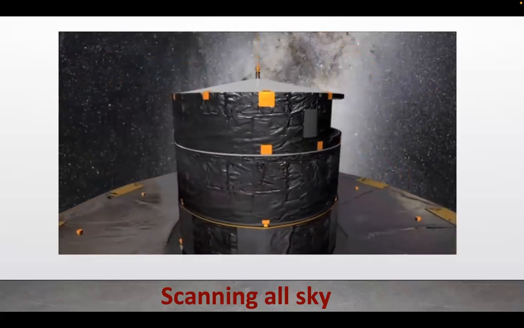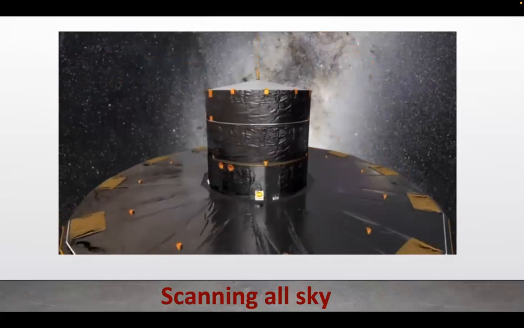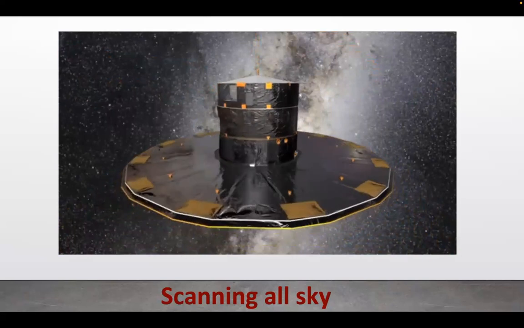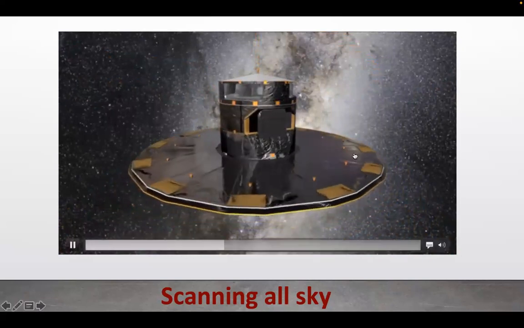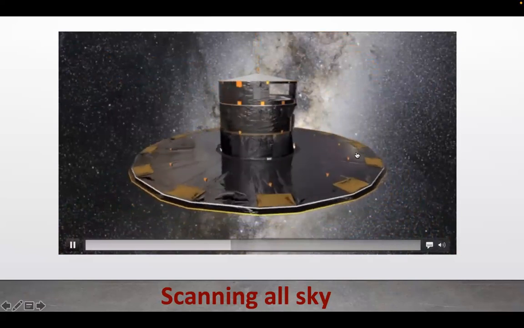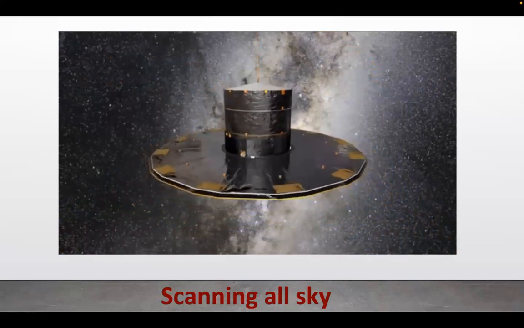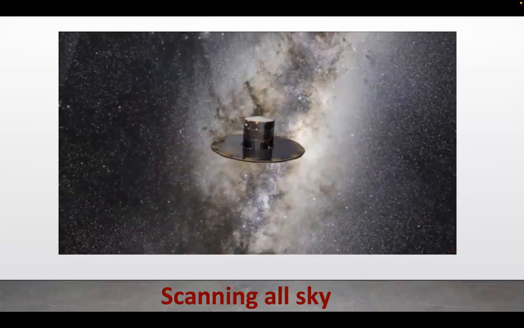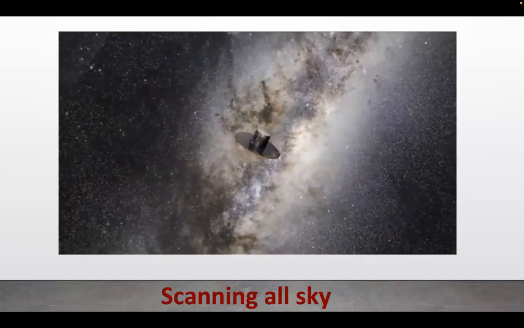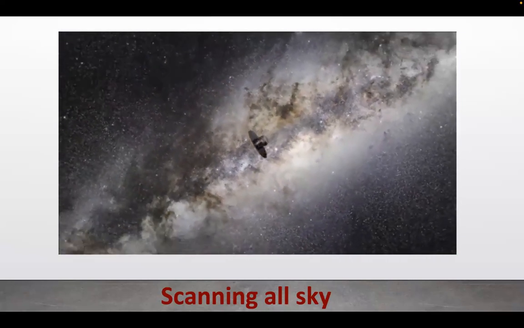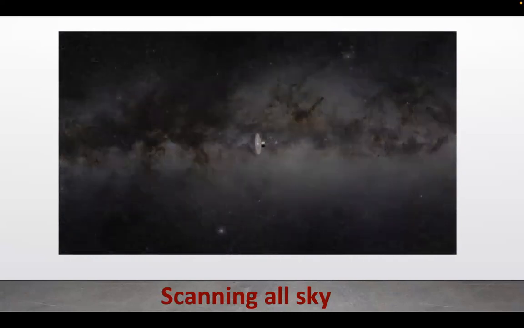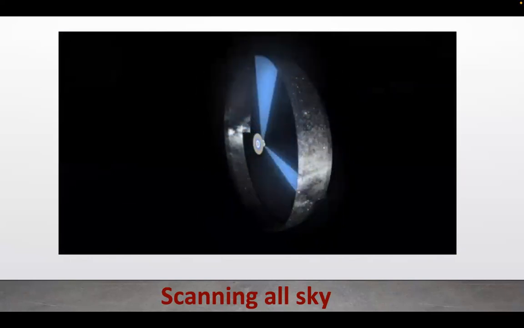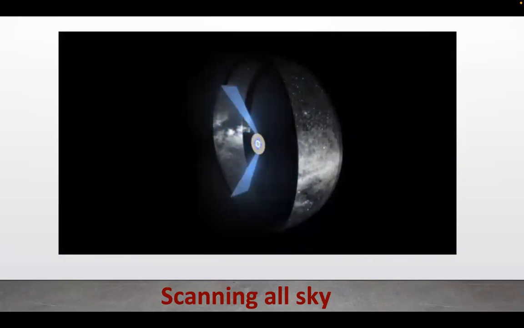And Gaia is rotating, and it is at a given angle with respect to the sun. The sun is at the other side of this shield, and it's in the L1 Lagrangian point. So with the sun at the back, and because of the rotation of the Earth around the sun and the rotation of Gaia around its own axis, it can scan the whole sky.